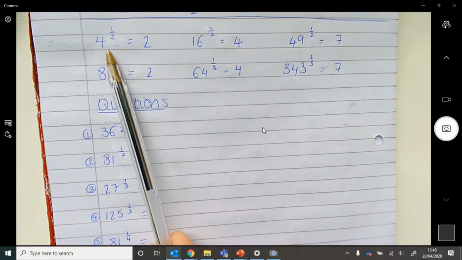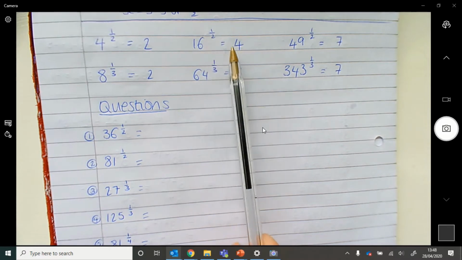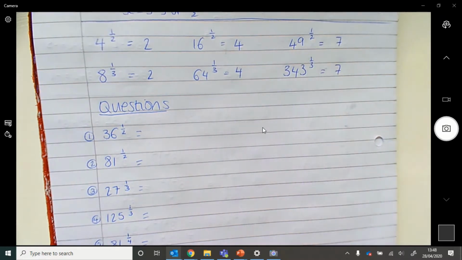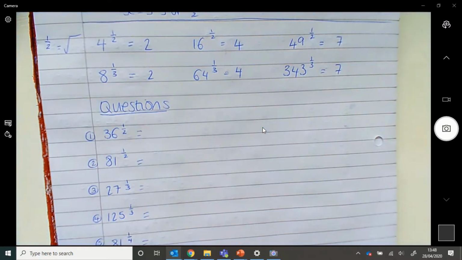You can see that I've got 4 to the power of a half equals 2, 16 to the power of a half equals 4, and 49 to the power of a half equals 7. Okay, think about what you notice between all of those numbers. Yes, they all have a power of a half. 4 ends up being 2, 16 ends up being 4, and 49 ends up being 7. That makes me think it's something to do with square numbers. Okay, so the power of a half means the same as a square root.